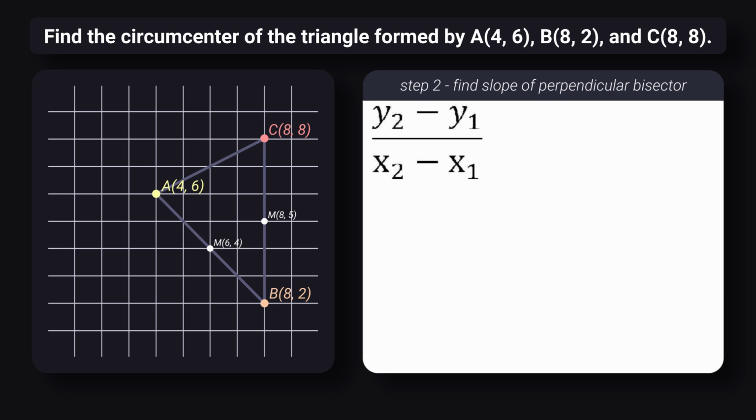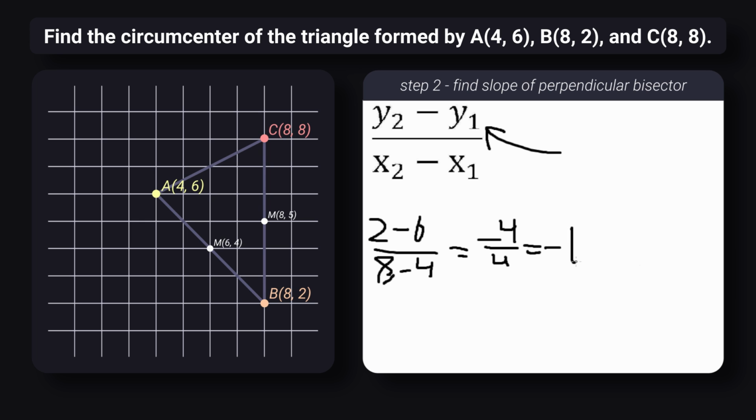Alright, so now we need to find the perpendicular slopes of both of our sides. So let's start with side AB, and we're going to use this formula right here, which allows us to find the slope of our side using the 2 points. So y2 is 2, y1 is 6, so 2 minus 6 over our x values, which x2 is 8, and x1 is 4. Do the simple math here, and 2 minus 6 is negative 4. 8 minus 4 is 4. Some of you may know that this is equal to negative 1 right here.